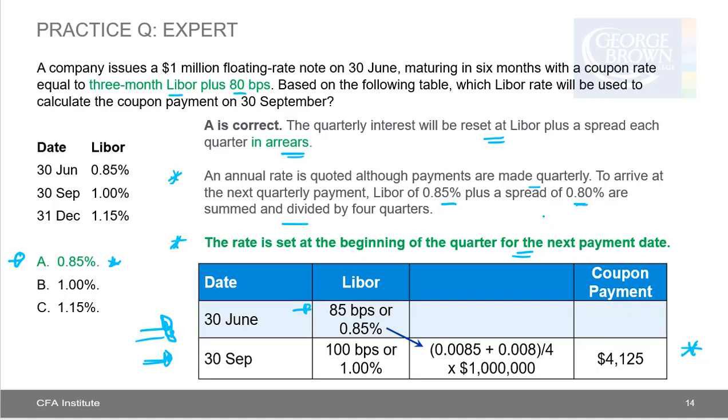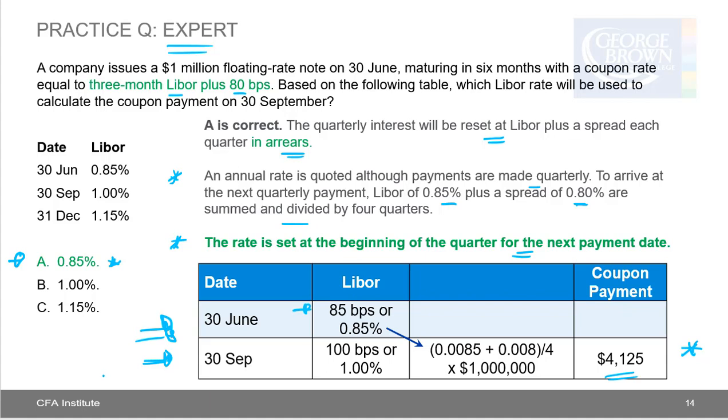And you can see here again, although payments are made quarterly, to arrive at the quarterly payment, we take the annual rates and we divide by 4. So we divide by 4, we multiply by the million, and the coupon payment is 4,125. Again, nice to know, not need to know, but it just follows the exact same part of the table as the previous slide. Therefore, I don't think this is an expert question, but once you've worked your way through it, I think you'll find that it's not too difficult.